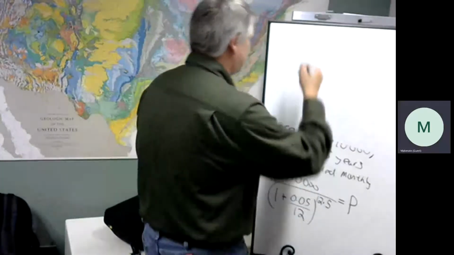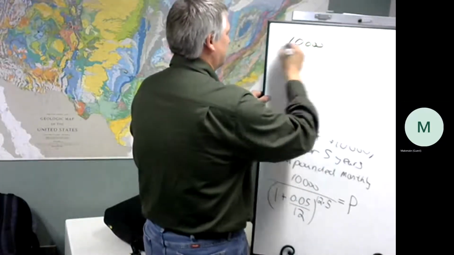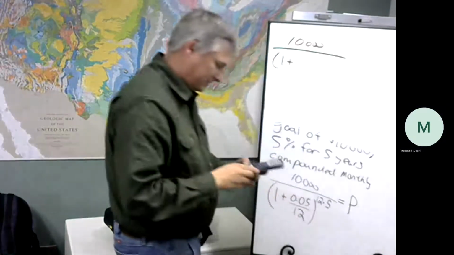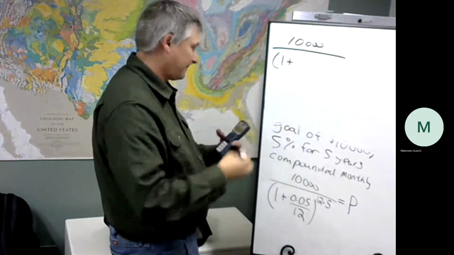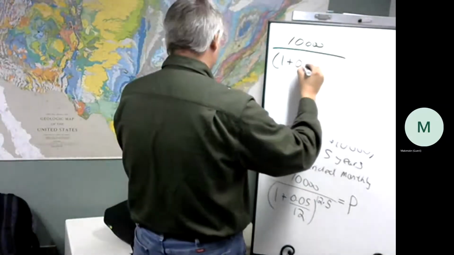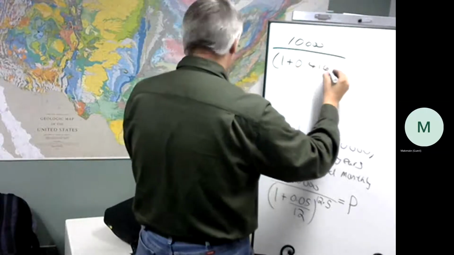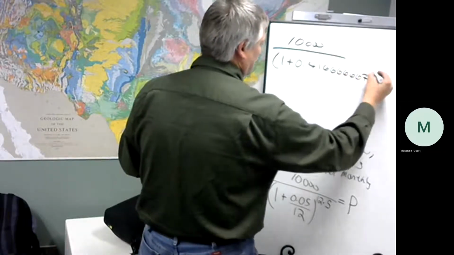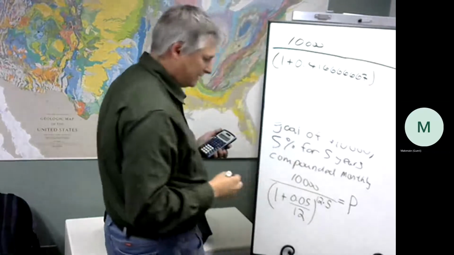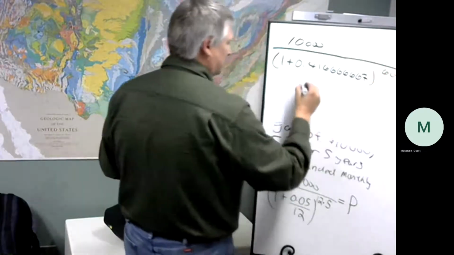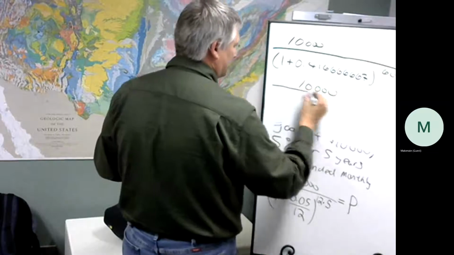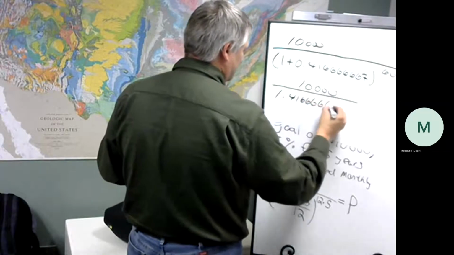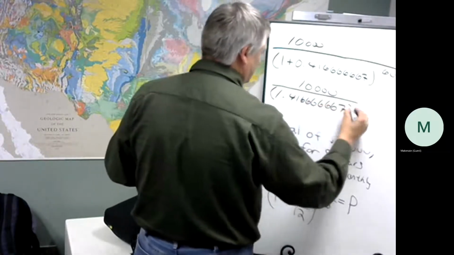So what do we get here? We have 10,000 over 1 plus, so it's 5 divided by 12. And again, I'm going to use as many decimals as I can get in here. And NT, that's going to be 60, so 10,000 over this number to the 60th.